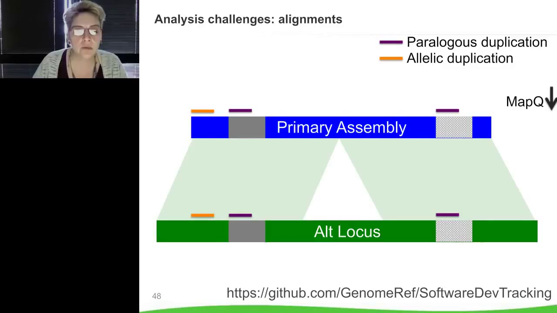But now, when we introduce the concept of an alt locus, here I show a cartoon of an alt locus aligned back to the chromosome sequence, and here we see the unique sequence. Now we see this read, which is unique with respect to the primary, now also has a secondary location. And so most of our read aligners that have been tuned to down-weight the map quality of reads derived from paralogously duplicated sequence cannot now distinguish this paralogous duplication from the allelic duplication that's introduced by the alternate locus. And so there is a significant need for tool development in order to allow us to take full advantage of the GRCh38 assembly.